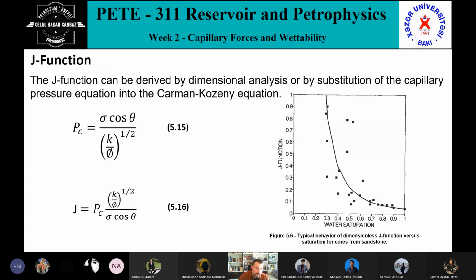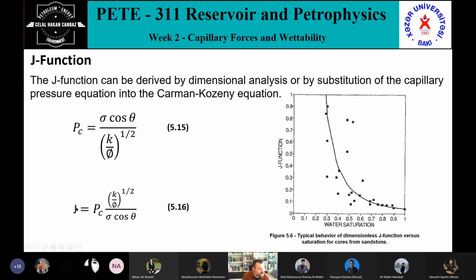Because you are at the microscale, it's directly related to the interaction between your two or three fluids, whatever, and your rock surface. This is very crucial. Capillary pressure is one of the descriptions of this, and the J function is another one. So I will directly give the J function formula here. Capillary pressure can also be written as interfacial tension times cos theta divided by the square root of the permeability to porosity ratio.